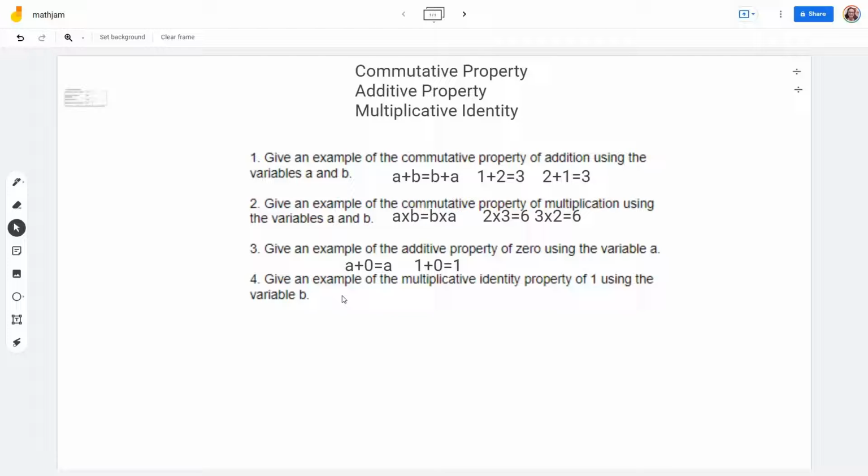using variable b. So the multiplicative identity of a real number is 1. This means that when we multiply 1 to any number, the answer is still the number that you started with. So they want us to use the variable b. So we're going to say b times 1 equals b. Okay, and we can prove that using numbers so that we can see it that way as well. So we could say 5 times 1 equals 5. So that's our multiplicative identity of 1. Okay, so let's see what else we have here.